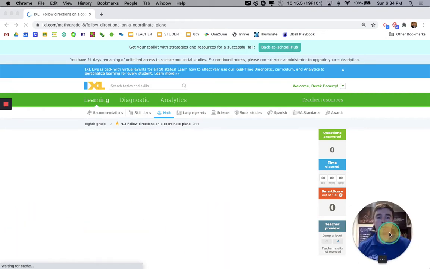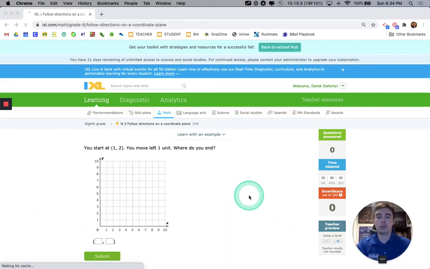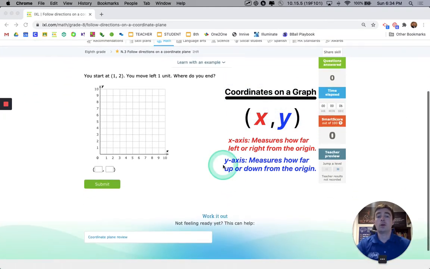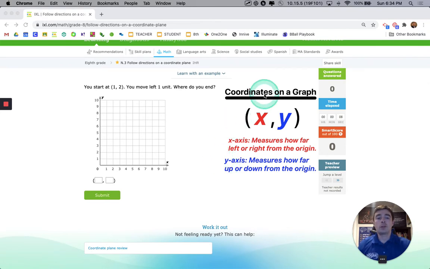We're also going to load some notes on the screen that should look familiar from the first two N assignments. There we go. On the screen are notes about coordinates on a graph. Again, remember, every point located on a graph can be identified by its x and its y coordinates. X tells me my position left or right on the graph, and y tells me my position up or down on the graph.